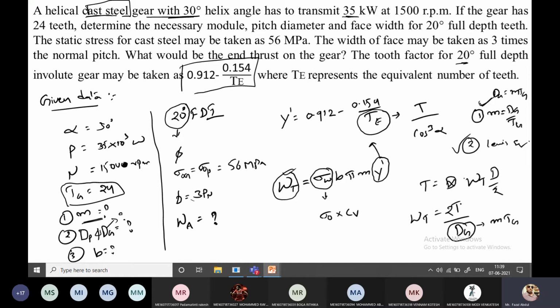And the torque T acting on the gear, how much? We don't know, but the power equation is there: power P is equal to 2 pi n T by 60. With this relation we can calculate T. So T equals P into 60 by 2 pi n. Power is given as 35 kilowatts, N is given as 1500 rpm. Substitute all the values, then you will get the torque value.